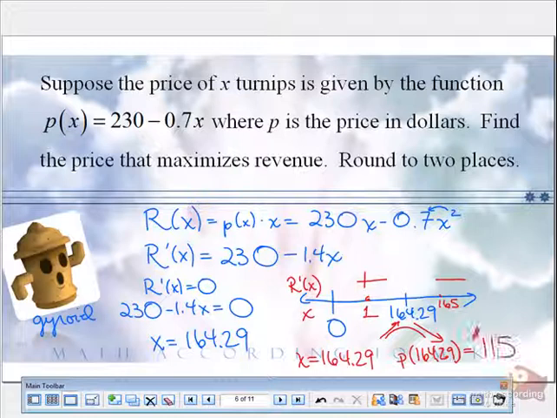Now there's a big, what's the word? Caveat? Caveat? Caviar? There's a big caveat with this problem.